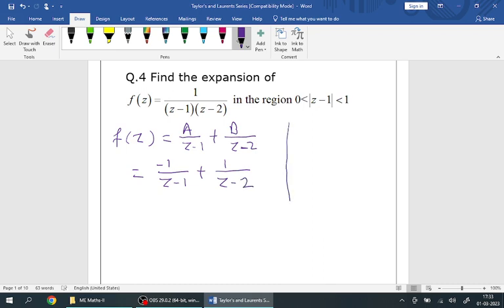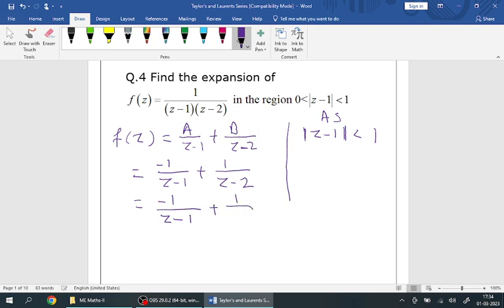And we are given, now this is the important task, mod of z minus 1 is less than 1. Remember, in the previous case mod z less than 1 was there, so we expanded the series in the powers of z. Now we are given mod z minus 1 less than 1, so we are expanding this in powers of z minus 1. Each term we should write in terms of z minus 1. The first term is already in z minus 1 form, so I kept it as it is, minus 1 upon z minus 1.